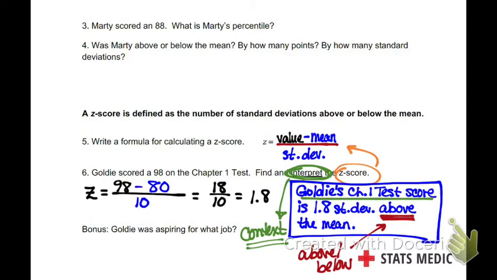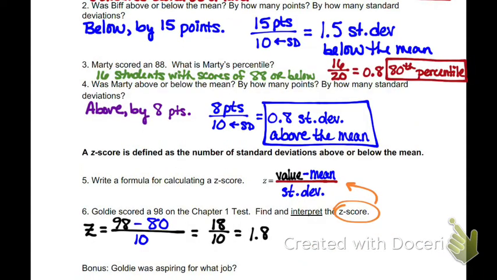So far, so good? Okay. So I wanted to go back here for just a moment where we calculated Biff and Marty's z-scores. For Biff, we said he was 1.5 standard deviations below the mean, right? So our z-score there would be negative 1.5. It is below the mean, so it is a negative z-score.